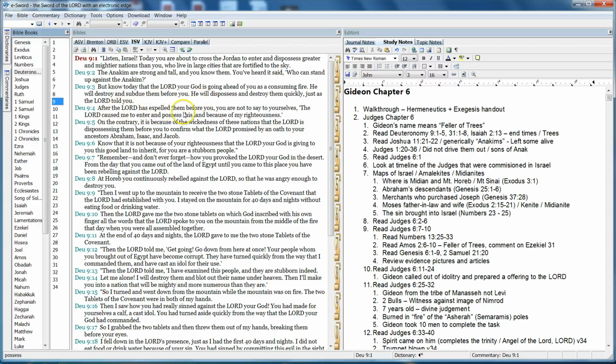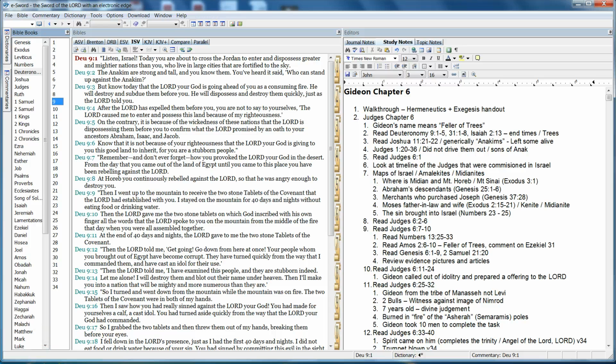After the Lord has expelled them before you, you are not to say to yourselves, the Lord caused me to enter and possess this land because of my righteousness. On the contrary, it is because of the wickedness of these nations that the Lord is dispossessing them before you, to confirm what the Lord promised by an oath to your ancestor Abraham, Isaac, and Jacob.